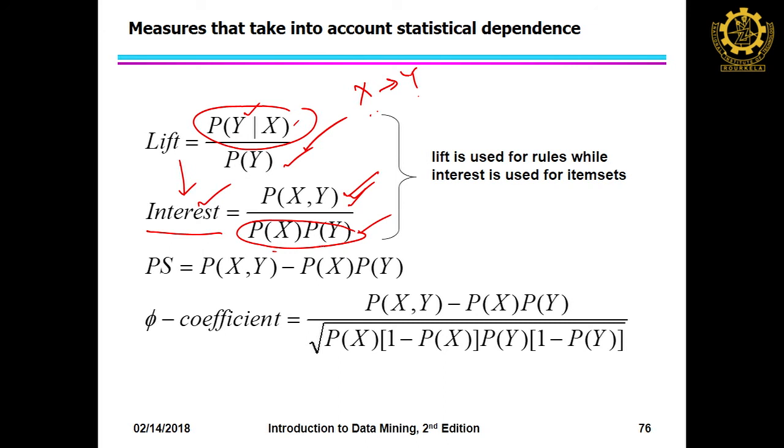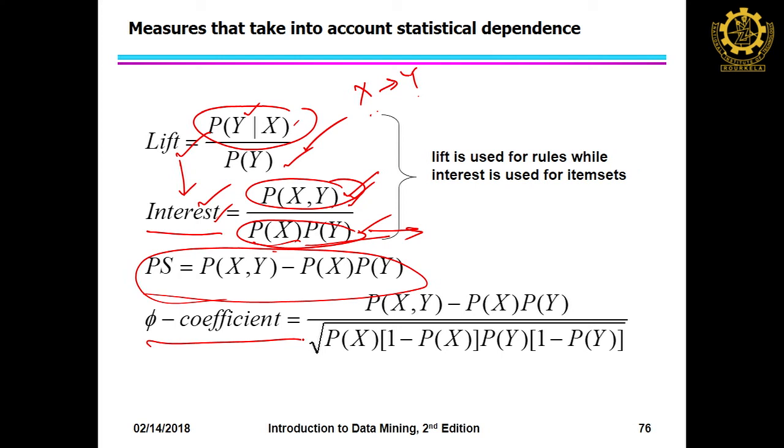If the value is less than 1, it is negatively correlated, and if it is more than 1, it is positively correlated. This is the joint probability, and this is the case when there is independence, that is P of X into P of Y. Therefore, we will work with these two, lift and interest, and for binary variables we get this type of equation. Just like we found the Pearson correlation for continuous values, this is similar to correlation for binary variables.